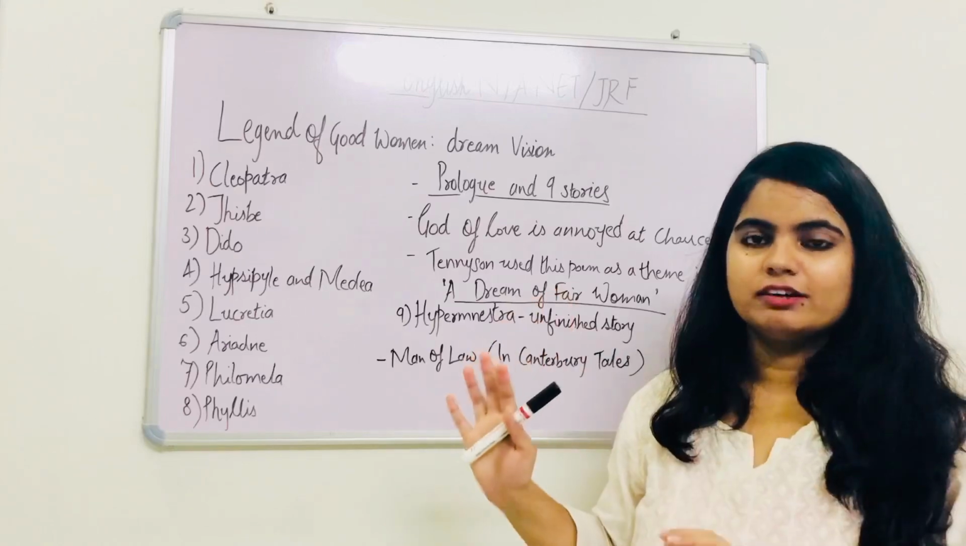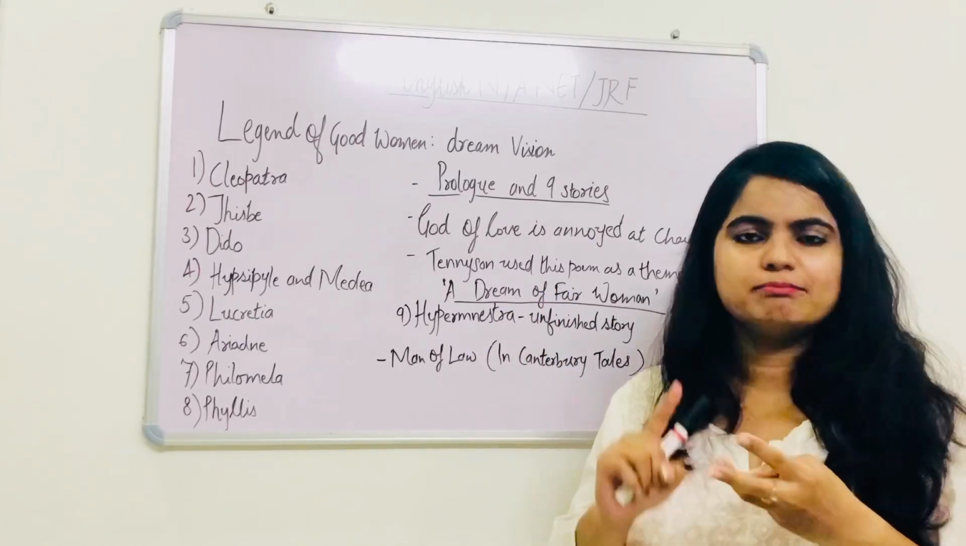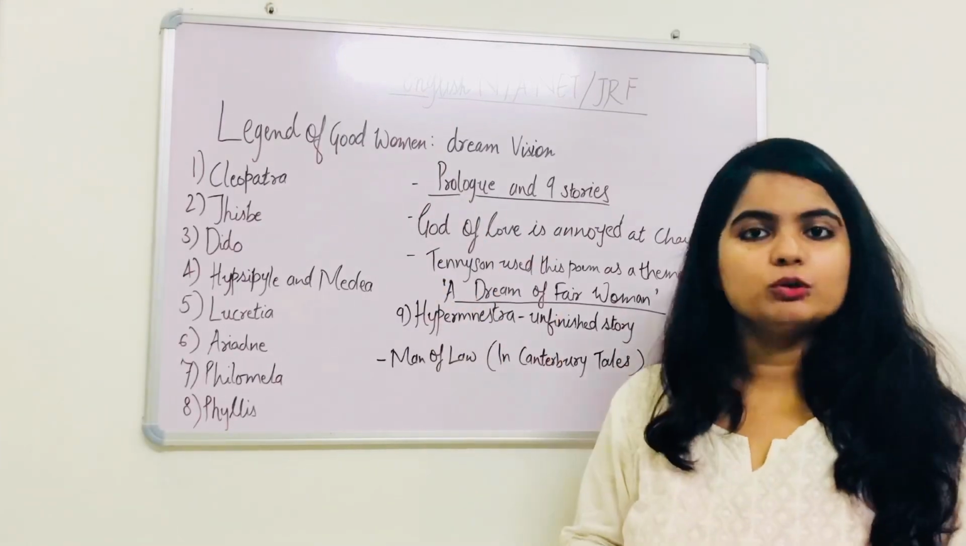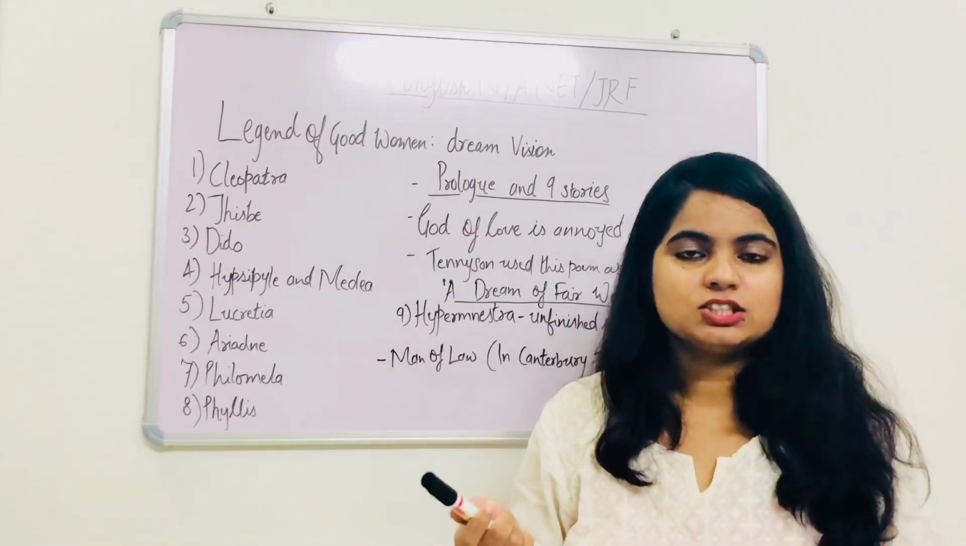So we have covered the 5 works, right? Book of the Duchess, House of Fame, Parliament of Fowls, Troilus and Criseyde, The Legend of Good Women. And Canterbury Tales we will cover in the next session.